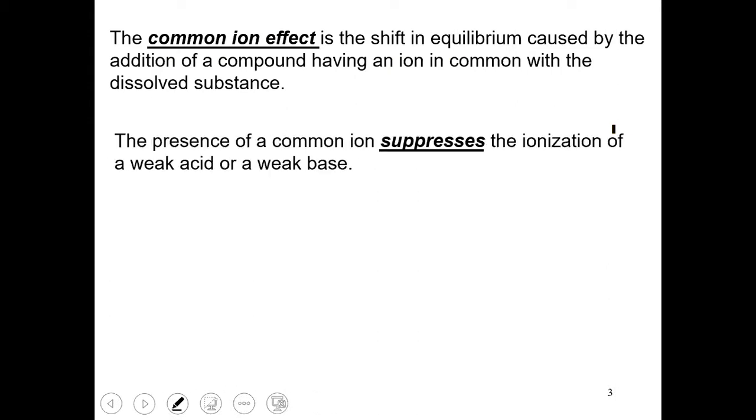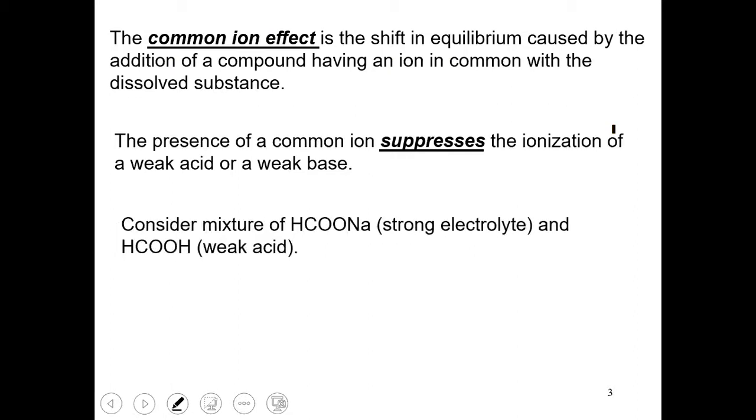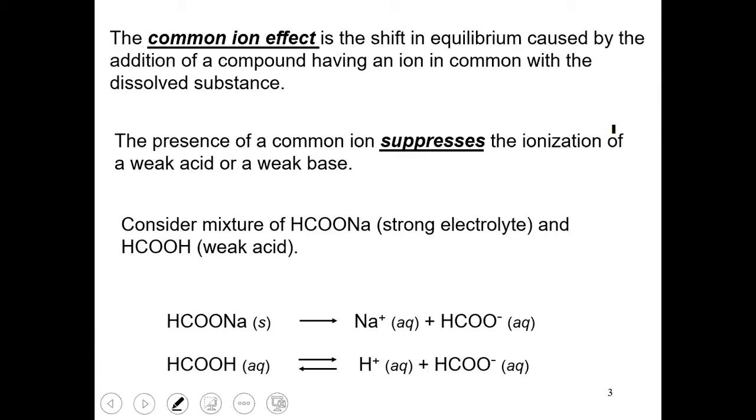So what happens is the presence of the common ion essentially suppresses the ionization of the original weak acid or weak base. So let's consider the example I just gave, okay? Let's say I have a mixture of HCOONa, that's sodium formate, and then formic acid, which is a weak acid. The salt itself is a strong electrolyte. In other words, it's going to completely dissociate and give me these ions of formate. The acid itself undergoes a reversible ionization into protons and formate ions.